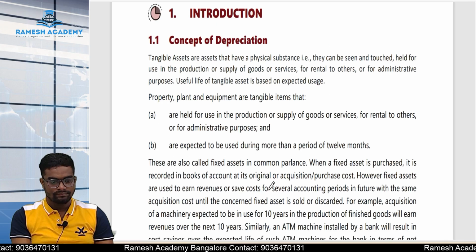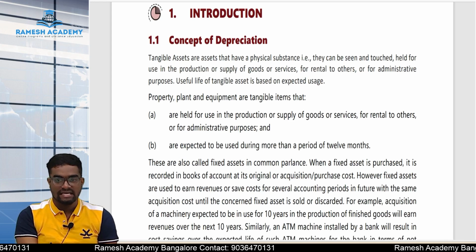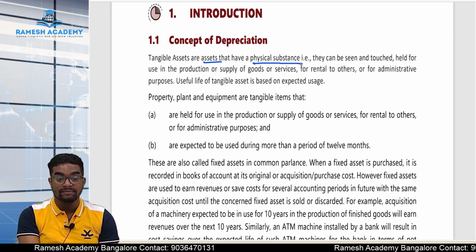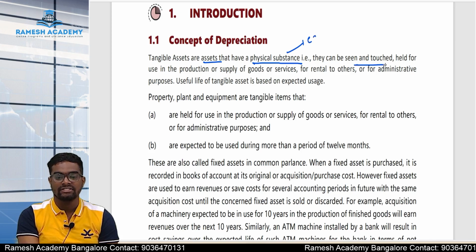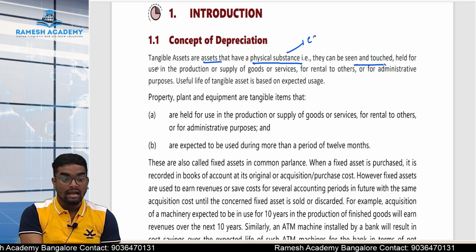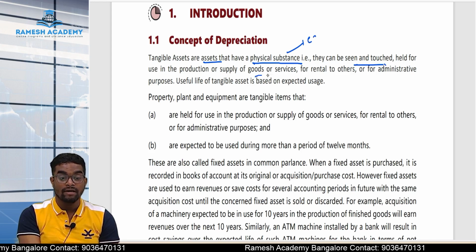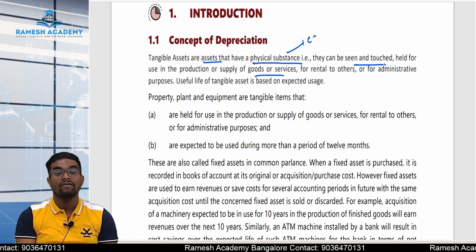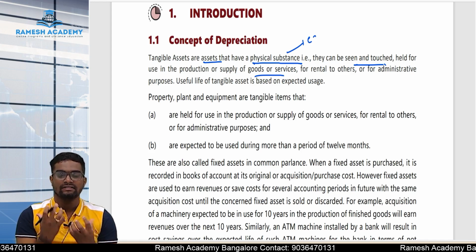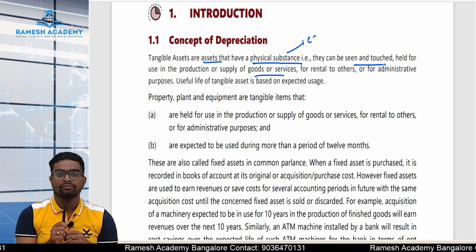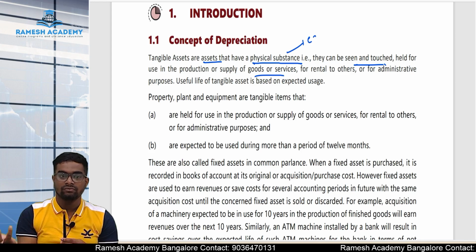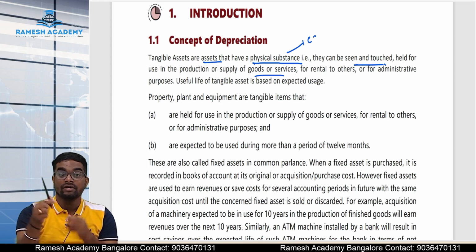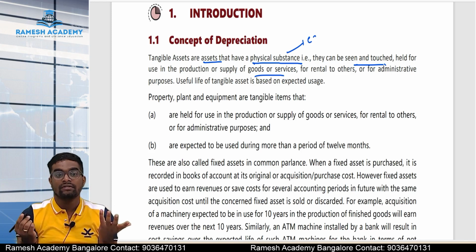Okay. Now, concept of depreciation. Tangible assets are assets that have physical substance, which means they can be seen and touched, held for use in production or supply of goods or services. So why do we use assets? We use them for production or supply of goods and services. So if you want to produce this pen, we need machinery. So we will have some robotics which will perform the operations of creating this mold. So that is what we are using in production.